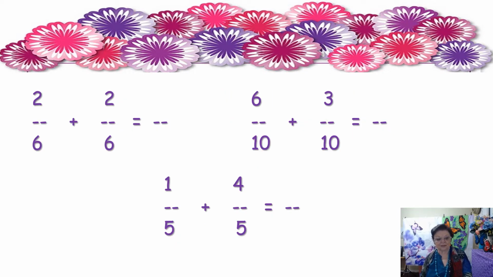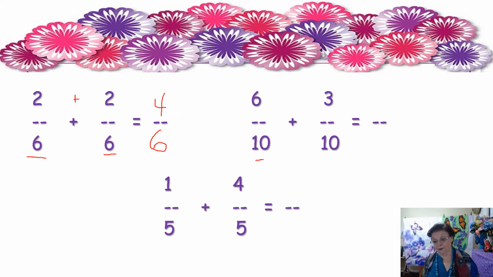We practiced yesterday, but let's practice a little bit now. Some kids do get confused and they try to add up the denominators too. Don't do that. Just keep the same denominator for like fractions and then add up the numerators. 2 plus 2 is 4. And there's your answer. Easy. I'm telling you, fractions are easy.